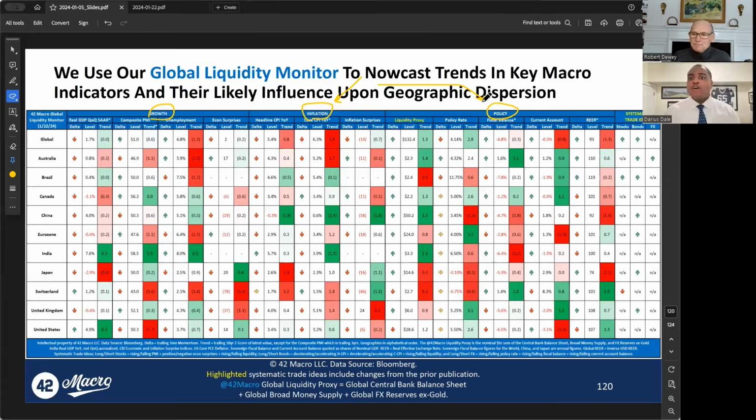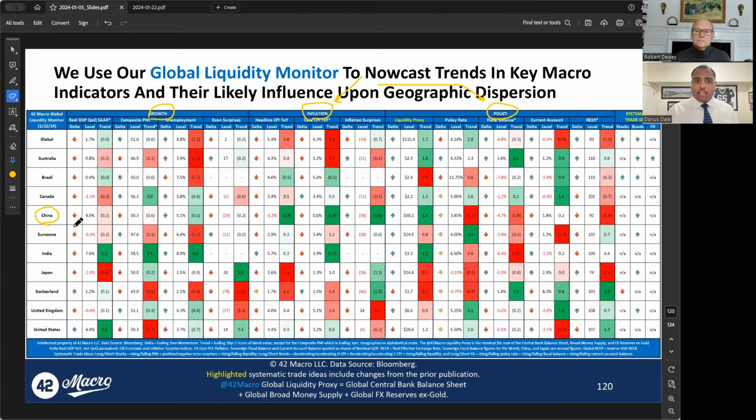So you mentioned, go ahead. No, you mentioned China. I was going to say, let's do a quick rundown of China and then we can open it up. What we're trying to do in this table is our starting point for thinking about geographic dispersion, both in terms of the performance of the economies, but also in terms of performance of asset markets.